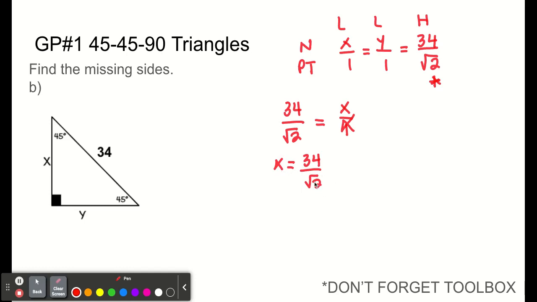However, we have to make sure that our answers are always rationalized. Remember, we can't leave that radical in the denominator, so we must multiply by the square root of 2 divided by the square root of 2. That's going to give us 34 radical 2 divided by 2. We will then simplify both outside numbers, leaving us with 17 radical 2.